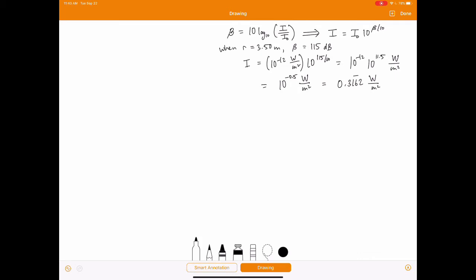Okay, so next we're going to use the inverse square law to relate this sound intensity, I, to the power of the speaker, P, because I is equal to P divided by 4πr². So P is equal to 4πr² times I. So the power output of the speaker is 4π times 3.50 meters squared. Remember, that's the distance away from the speaker. That's the r value. And I is equal to 0.3162 watts per square meter.